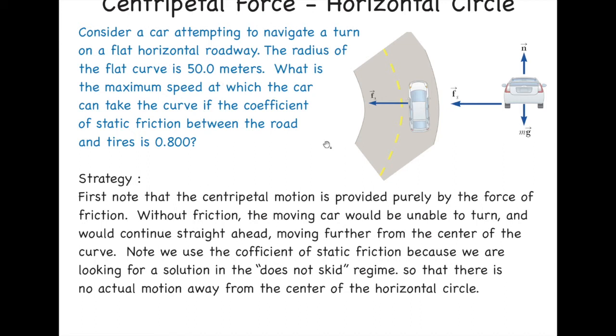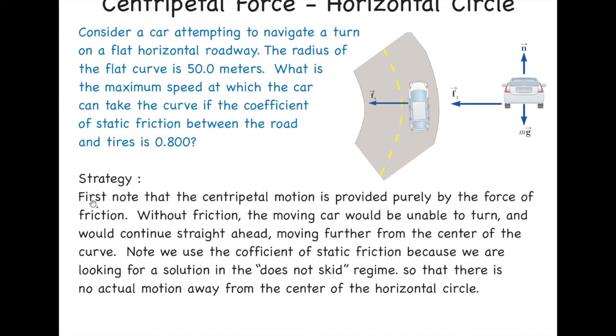So let's consider this example that we looked at just a few slides back of a car attempting to navigate a turn on a flat horizontal roadway. We'll say the radius of curvature of this turn is 50 meters. In other words, if we pretend that this was a portion of a large circle, then that circle would have a diameter of 100 meters and a radius, therefore, of 50. We want to know what the maximum speed is that the car can take the turn if the coefficient of static friction between the road and the tires is 0.8.